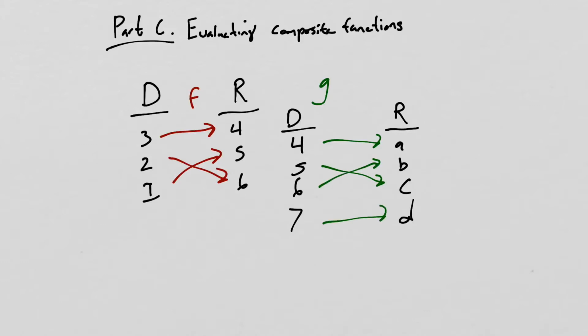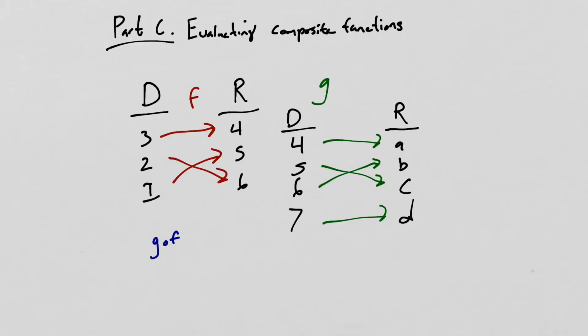7 goes to d. If we wanted to define a composition of functions, g composed with f, then we do it the following way. First, the domain of g composed with f is restricted to the domain of f. So the domain in our new composite function has 3 elements: 3, 2, and 1.